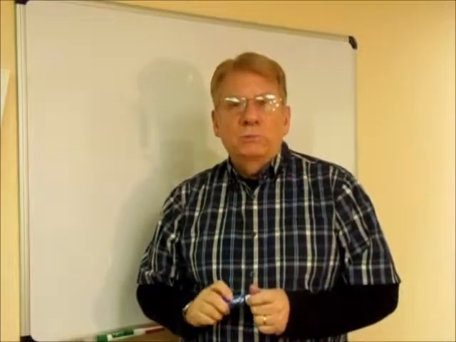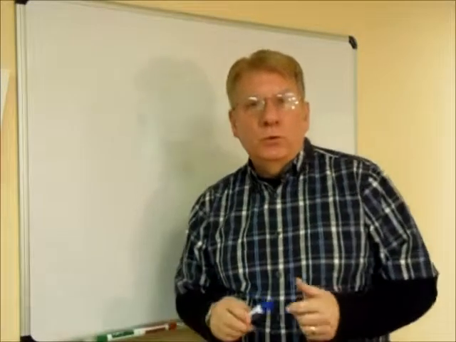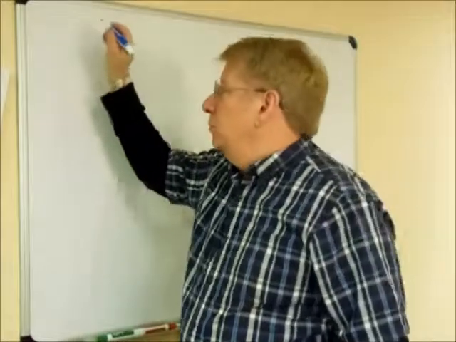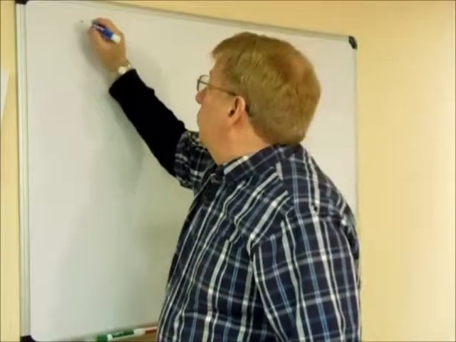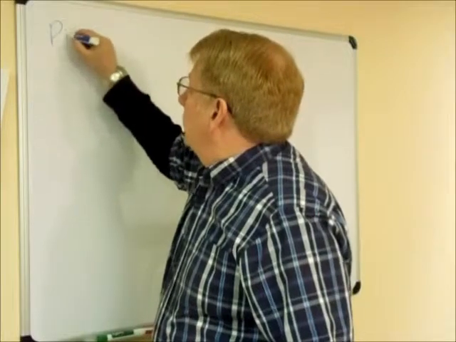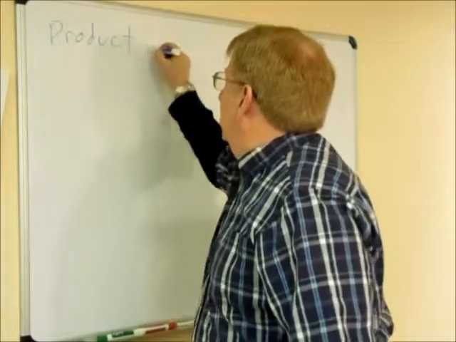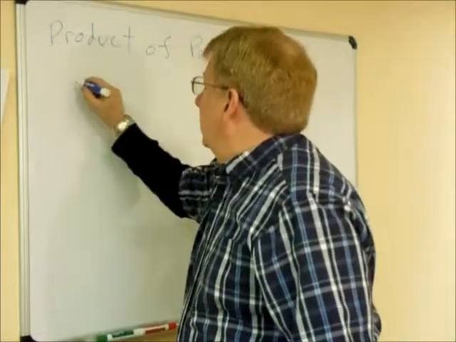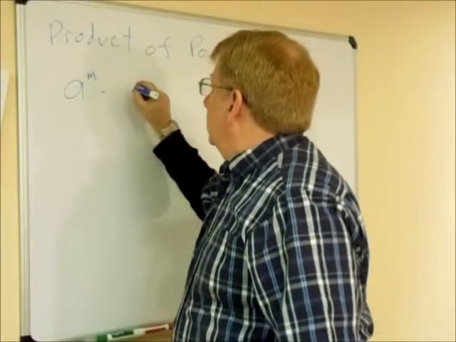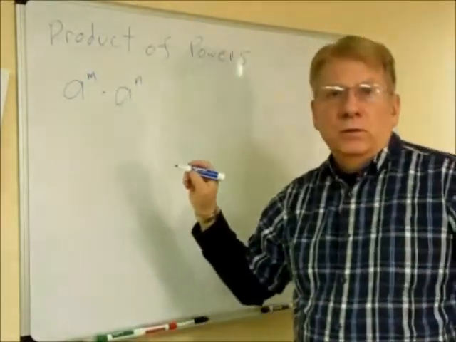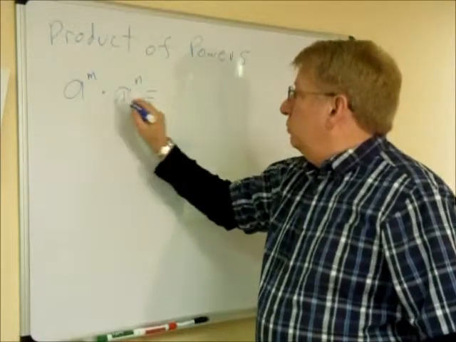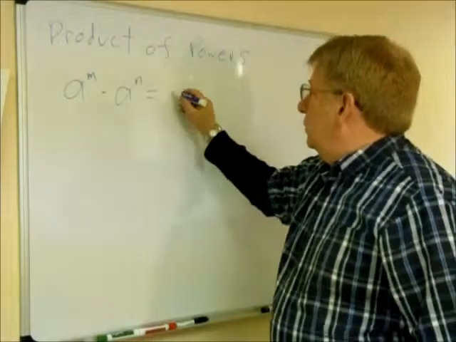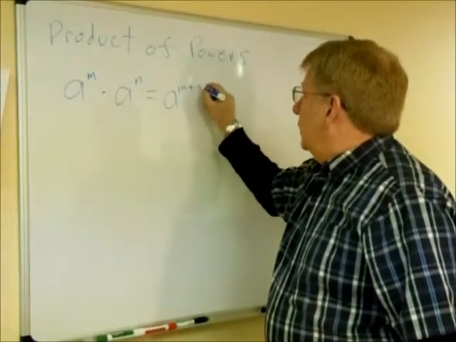Welcome to our video on exponent properties or rules. First of all, we'd like to just go over some of those basics right now. So one would be the product of powers. If we have a to the m times a to the n, the product of powers, we add the two when we multiply these terms. So a to the m times a to the n is a to the m plus n.